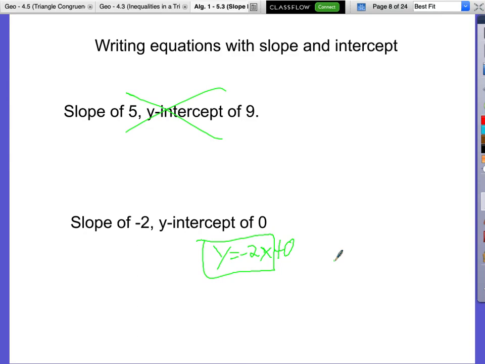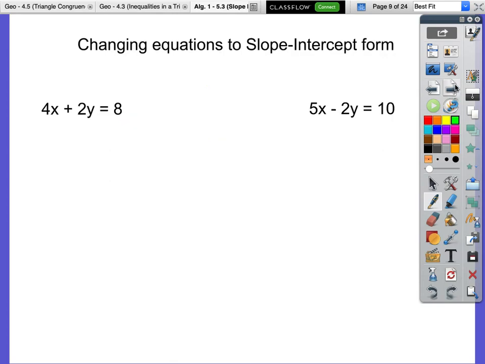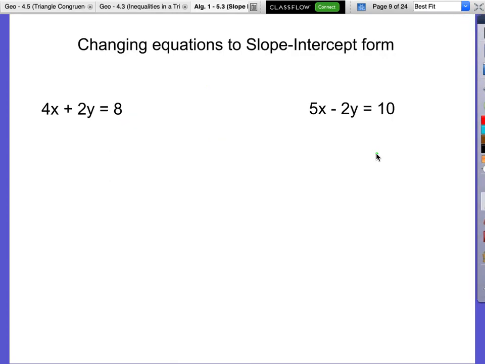Okay, questions on this one? Okay. So we're going to practice changing these equations into slope-intercept form. Someone, again, remind me what slope-intercept form is. Okay? Peyton.